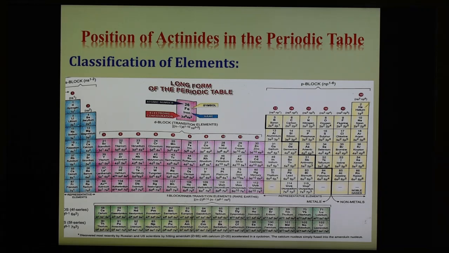The position of actinide shown in the periodic table is confirmed by the fact that all the elements up to 103 were discovered by 1961.